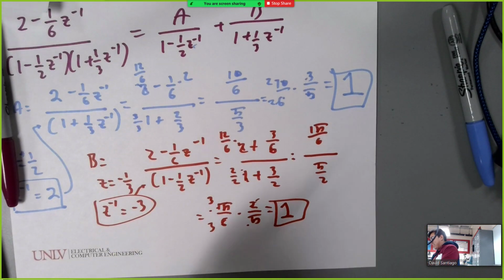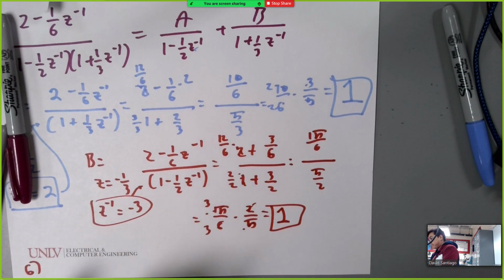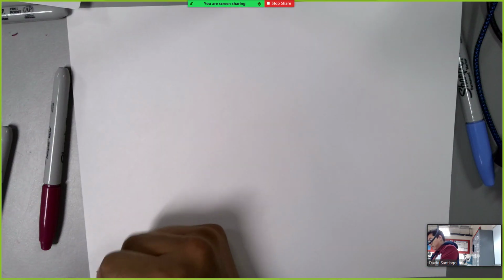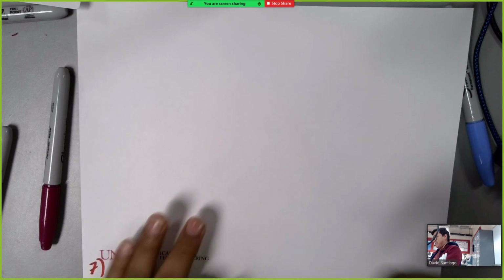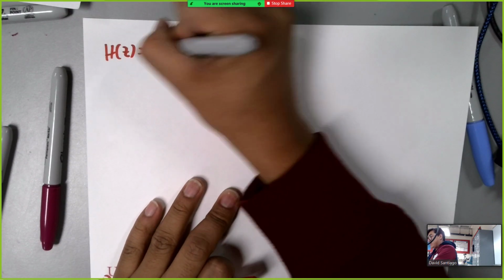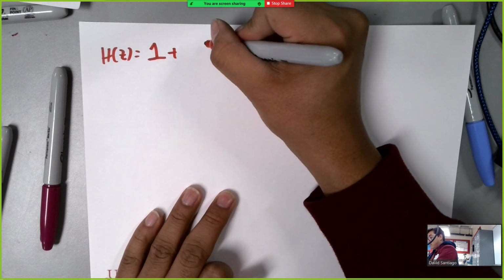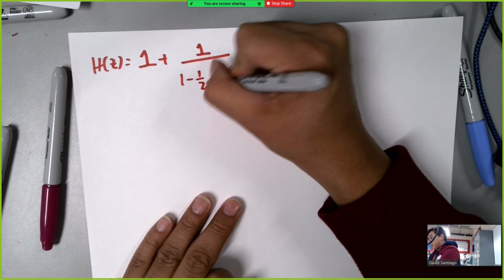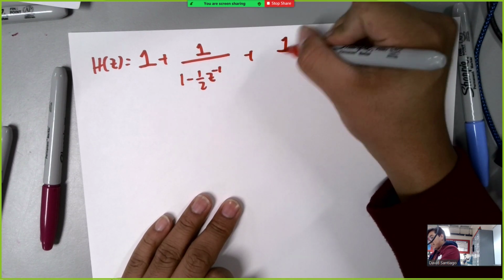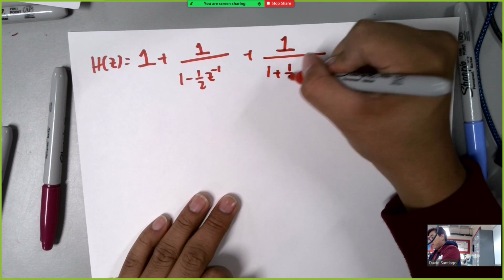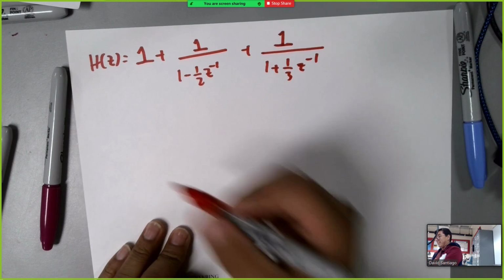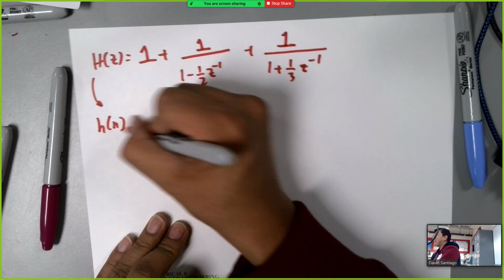Cool. All right, now let's rewrite it. So this is page 6, and now let's get to page 7. Okay, and now we can write the following. H of z is equal to 1 plus 1 divided by 1 minus 1 over 2 z to the minus 1, plus 1 divided by 1 plus 1 over 3 z to the minus 1. We're done? Not yet. Now we've got to convert this into h of n.